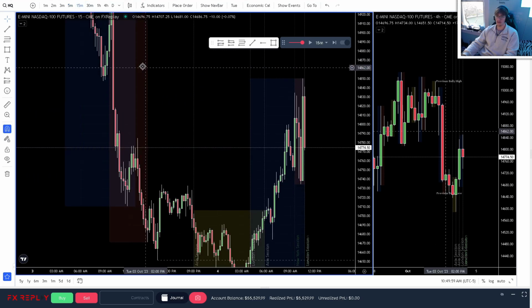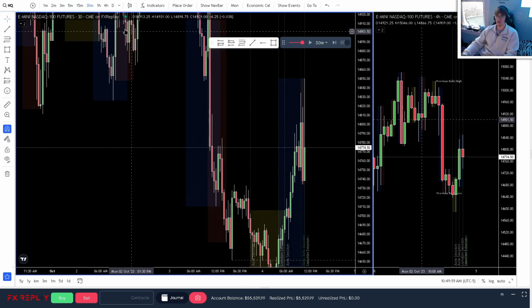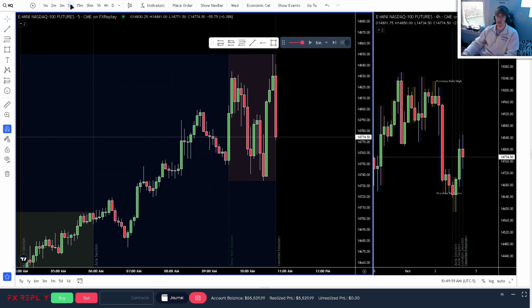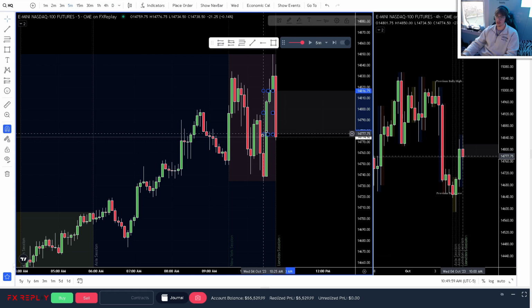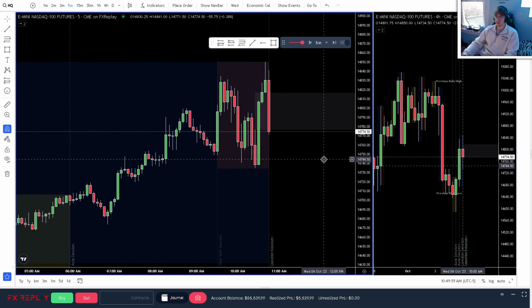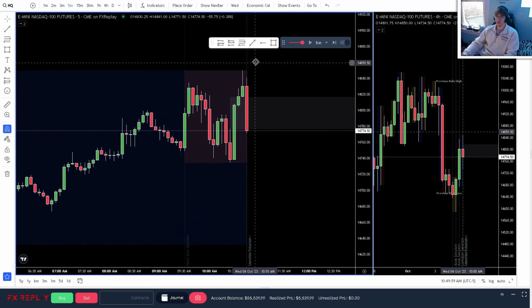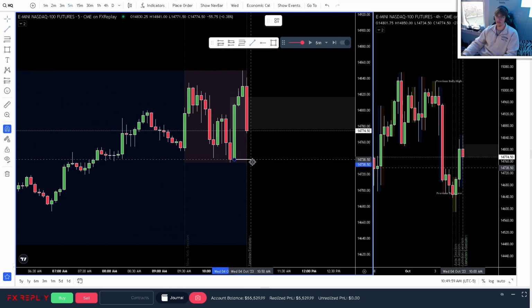So we're delivering out of this 15-minute, 30-minute fair value gap here. And on the 5-minute, we have this inverse fair value gap here. Actually multiple, but just like last time, we'll do this. Now, this looks like a good trade to a lot of people, but to me, I don't know how I feel about this.